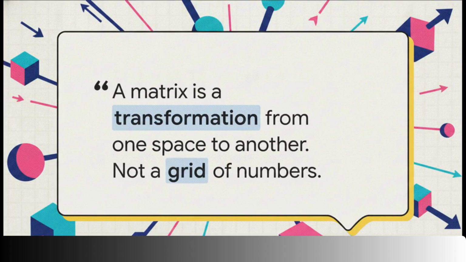Now, if you took high school math, you probably picture a matrix as just a boring grid of numbers, right? Well, we need to shatter that preconceived notion right now. As the brilliant folks over at Hugging Face put it, a matrix is a transformation from one space to another, not a grid of numbers. It is literally a machine that takes vectors from one space and physically moves them to another.